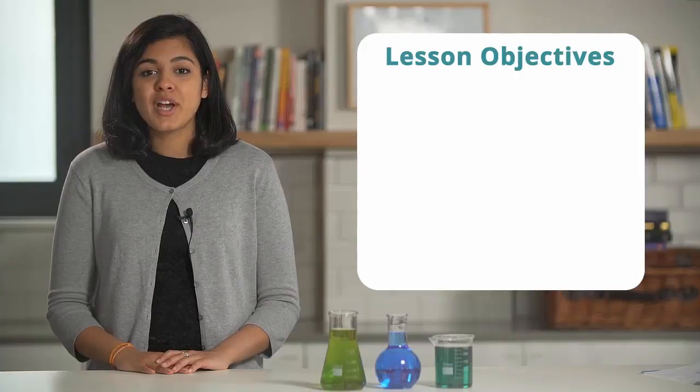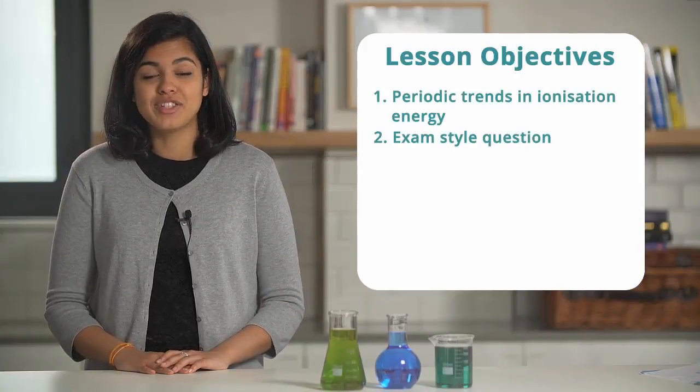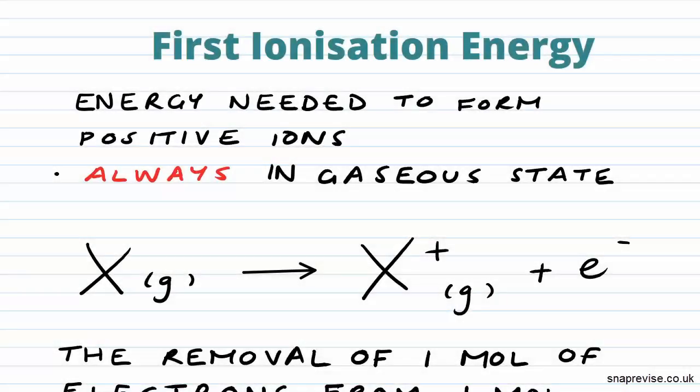Guys, in today's video we're going to look at periodic trends in ionization energy, and we'll look at an exam style question. So first of all, let's just remind ourselves of what exactly ionization energy is. Well, first of all, we're going to look at the first ionization energy. Now, this is the energy needed to form positive ions, and we're always working with atoms in gaseous states.